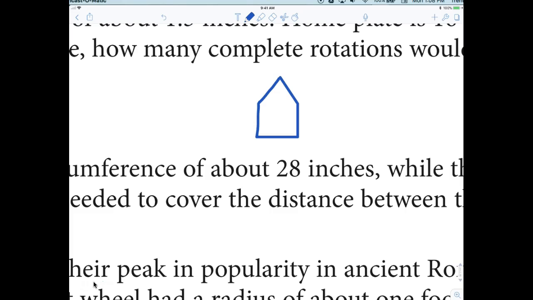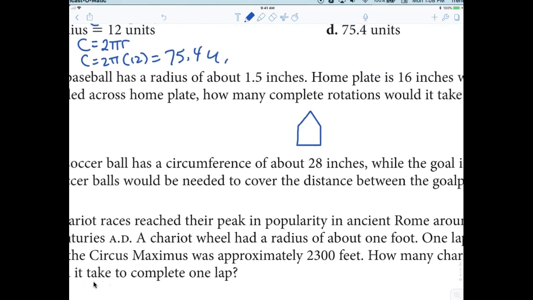I don't know what they were thinking of when they decided to make home base. All right, take it to the house, right.